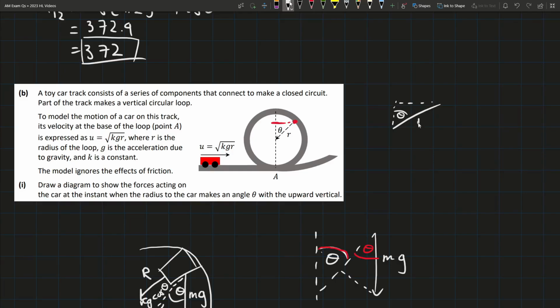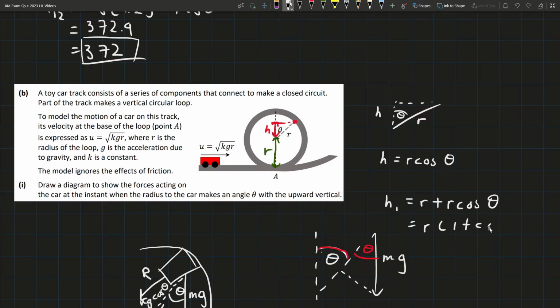We can see this is r, the radius from the center to the point, and this is the little height that we have. We'll call it h for now. So we can see that h will be equal to r cos theta, just because of trigonometry. So the height is going to be this h, plus this part here. And what's that? Well, that's just the radius of the circle, that's just r. So that means that h1, the final height, is going to be r plus r cos theta, which you can also write as r times (1 plus cos theta).